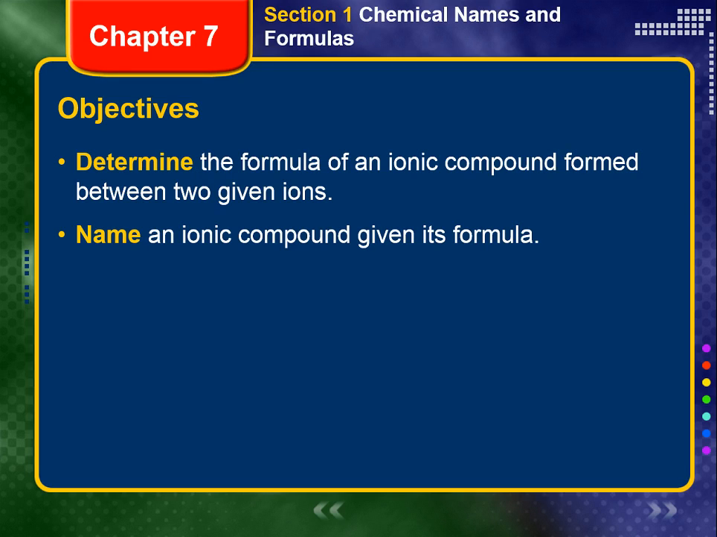Objectives 2 and 3 will be dealt with on two separate videos, Part 1 and Part 2, this being Part 1. At the end of this two-part video, I hope that you can determine the formula for an ionic compound formed between two given ions and name an ionic compound given its formula.